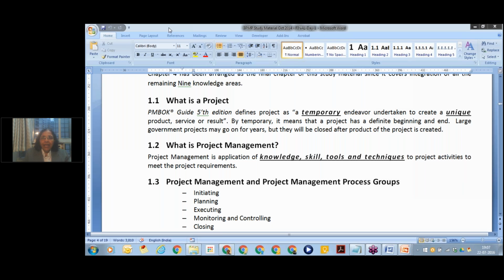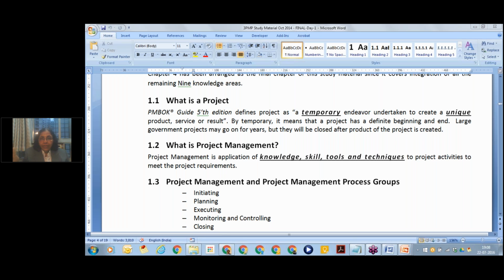Now, what is a project? When I say what is a project, what I'm saying is how PMBOK defines the project. It defines project as a temporary endeavor undertaken to create a product or service or result. Product, any software application is a product. If you talk about a physically constructed 10-story tower, the example that I gave yesterday, it's a product.